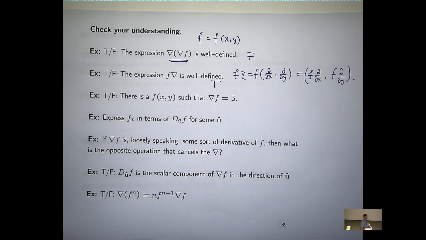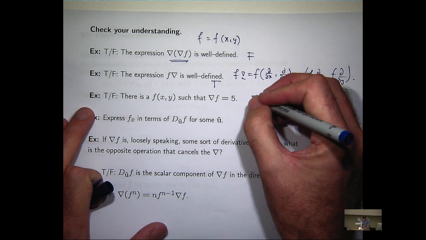All right. True or false? There is a function of 2 variables such that grad f equals positive 5. Who thinks it's true? Who thinks it's false? Why? Right, 5's not a vector. It's a scalar. It's a real number. So, false.